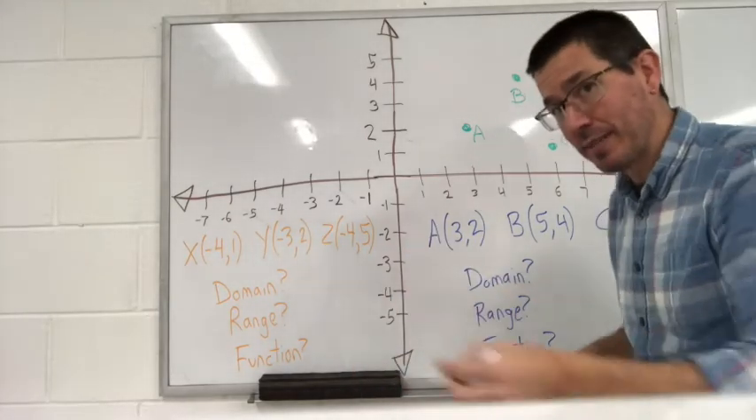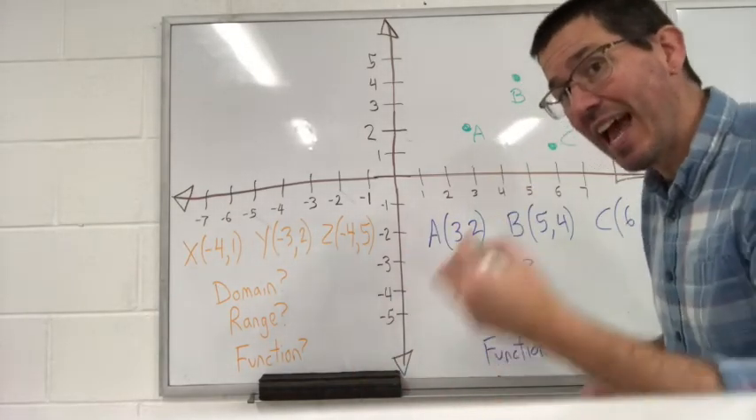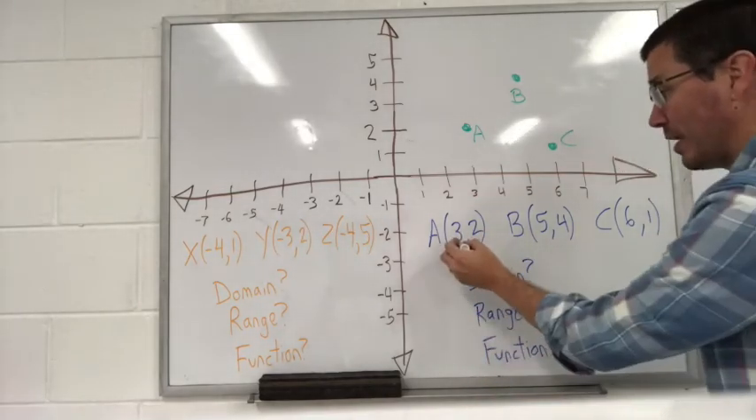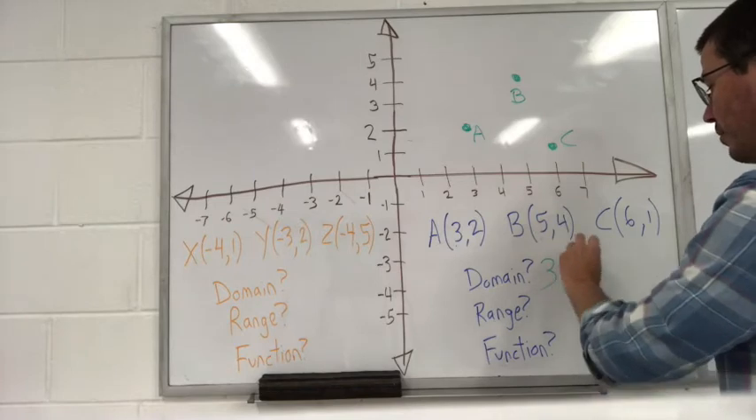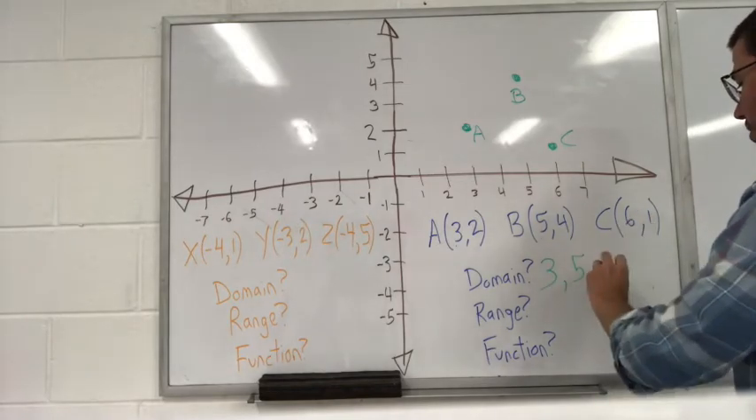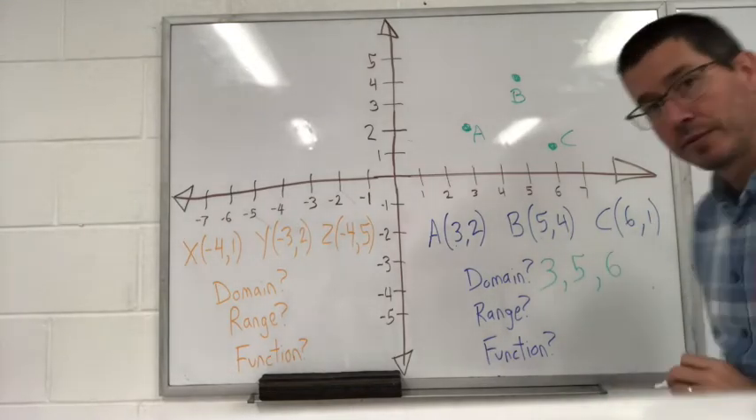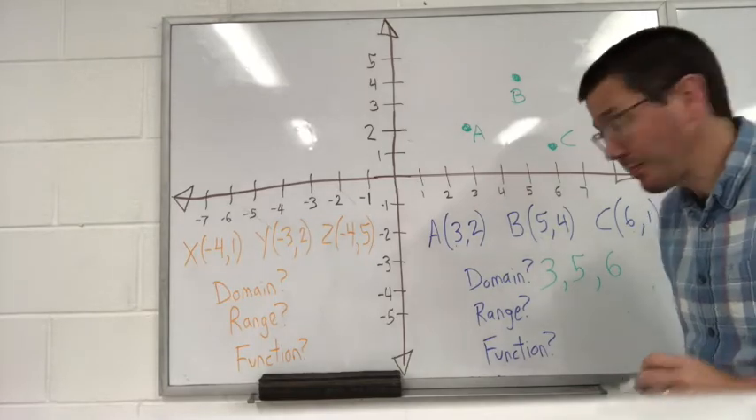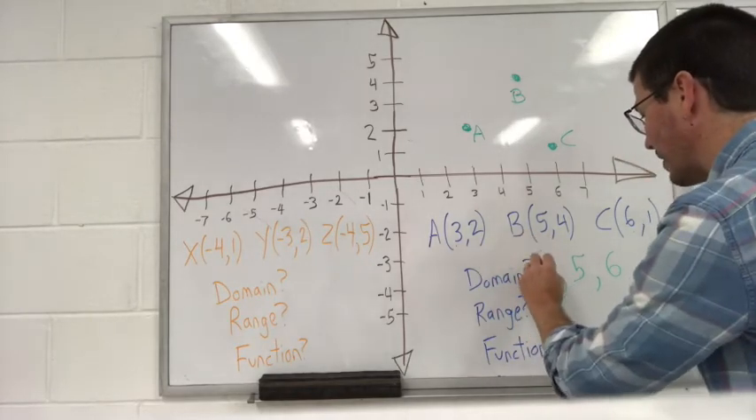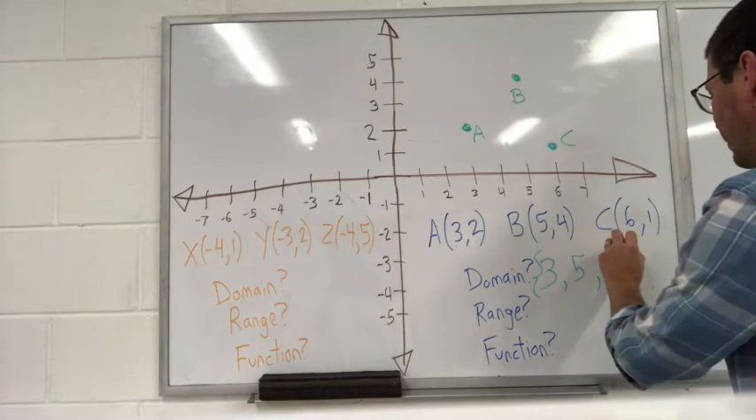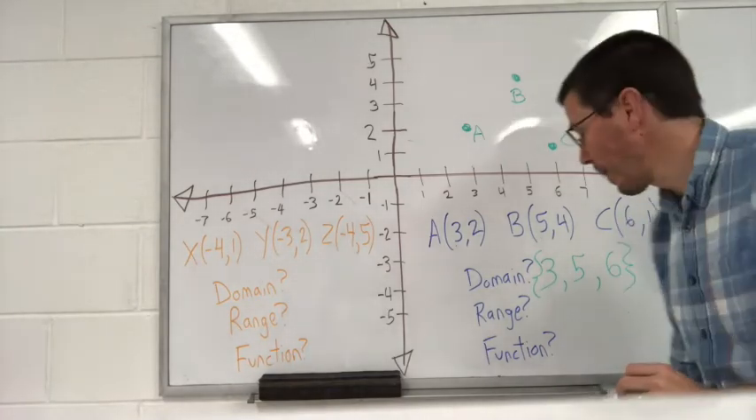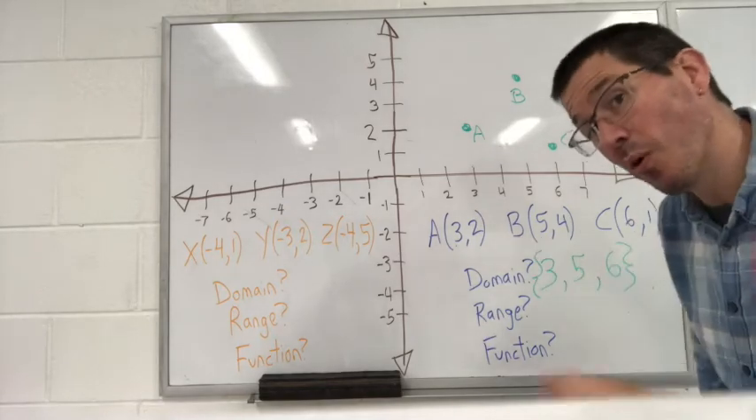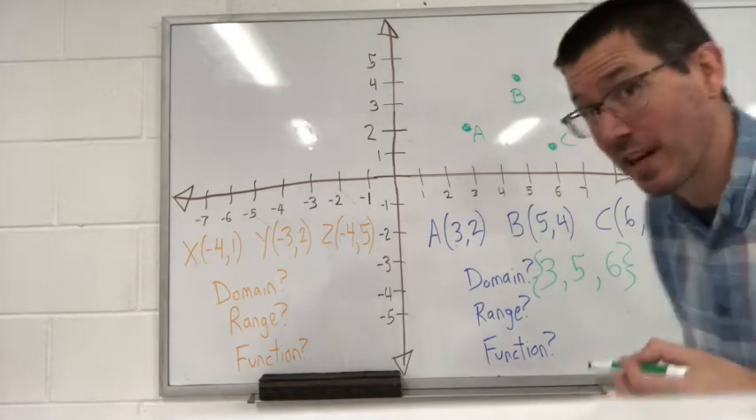Identifying the domain is as simple as just listing the x values, meaning 3, 5, and 6. That's it. Usually we put them in brackets like this, but it's not wrong if you don't. Usually we put them in order if they weren't already in order, but again, it's not wrong if you don't.